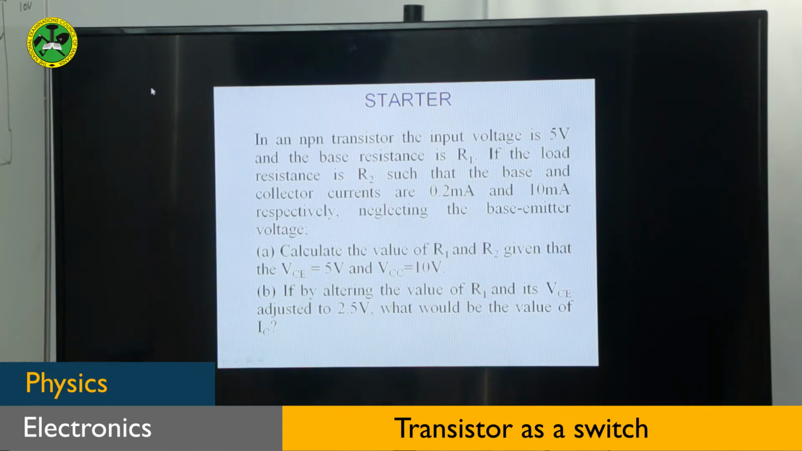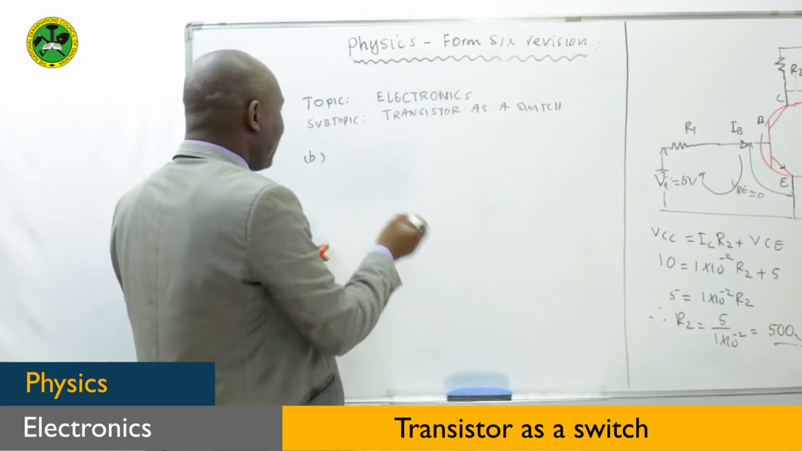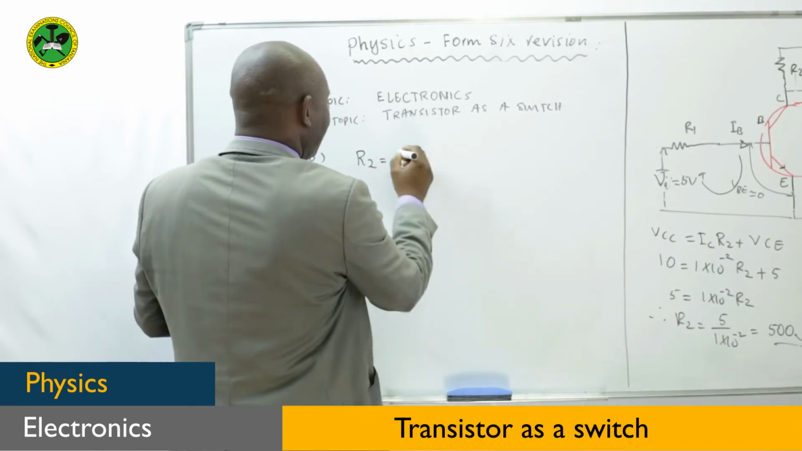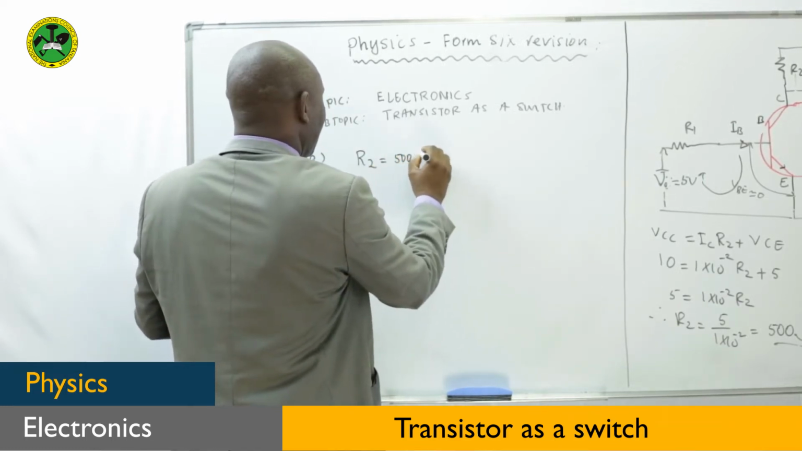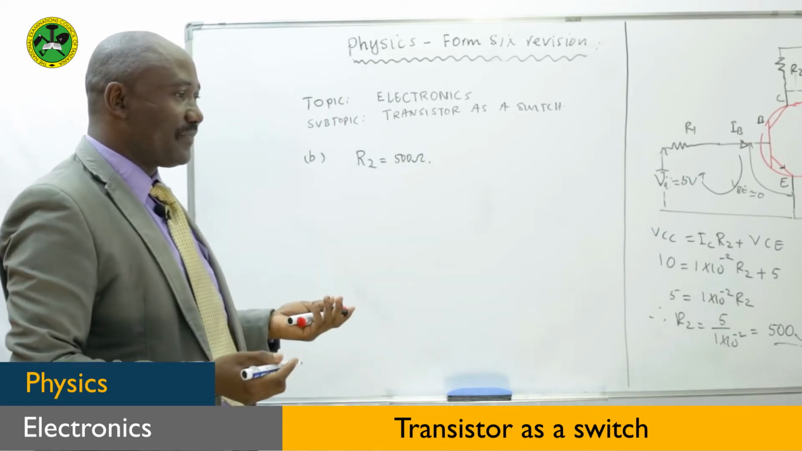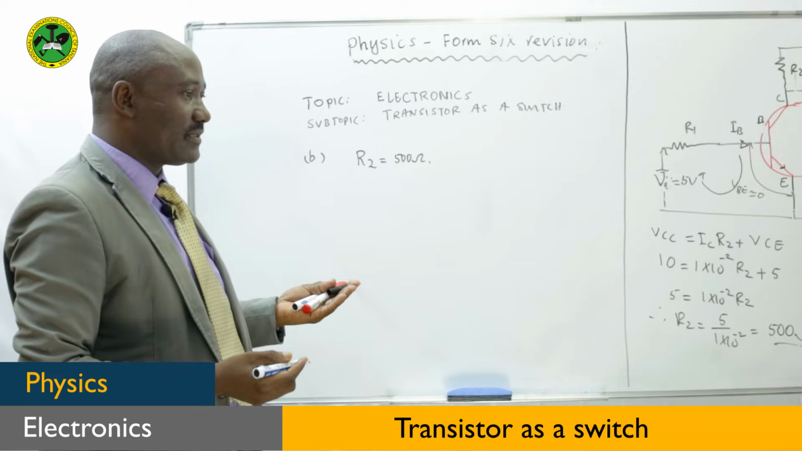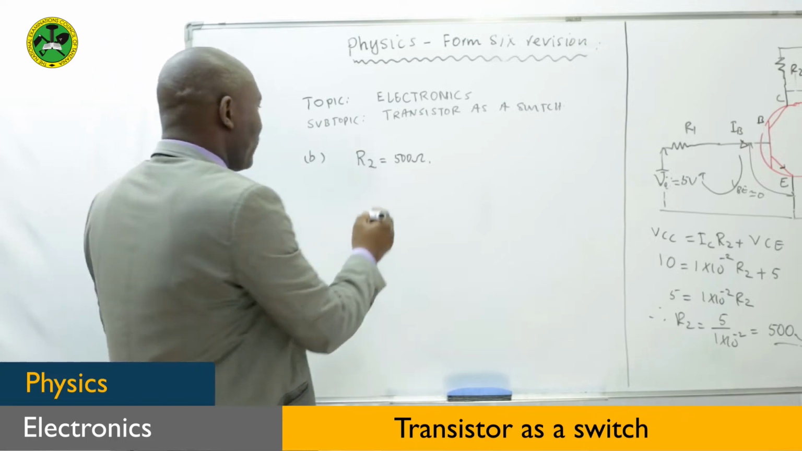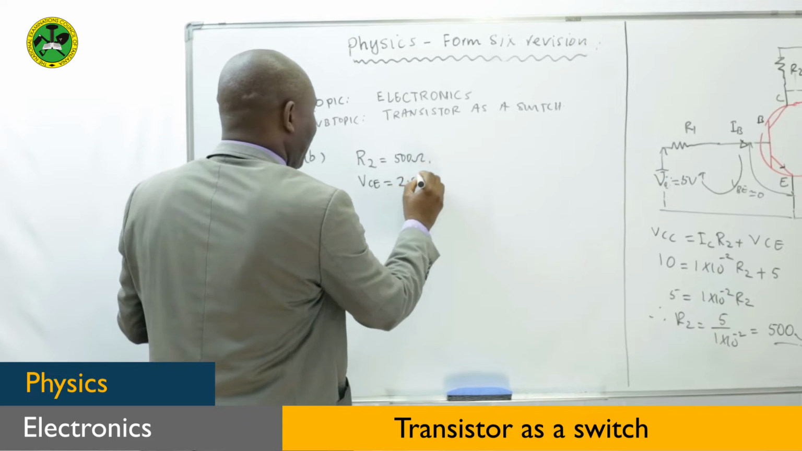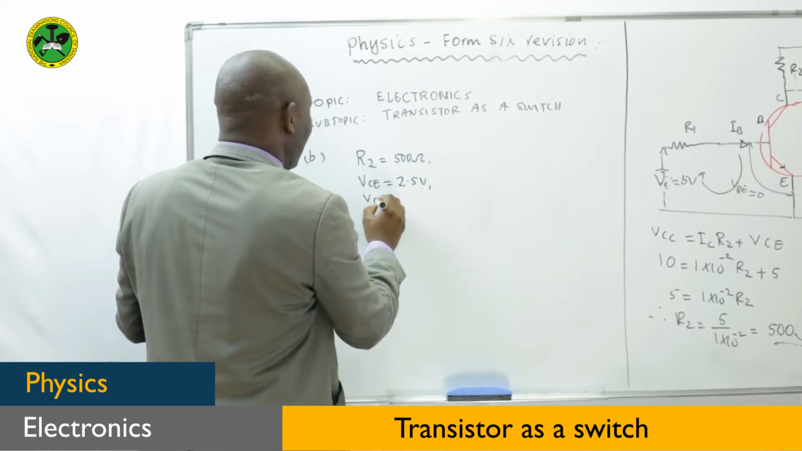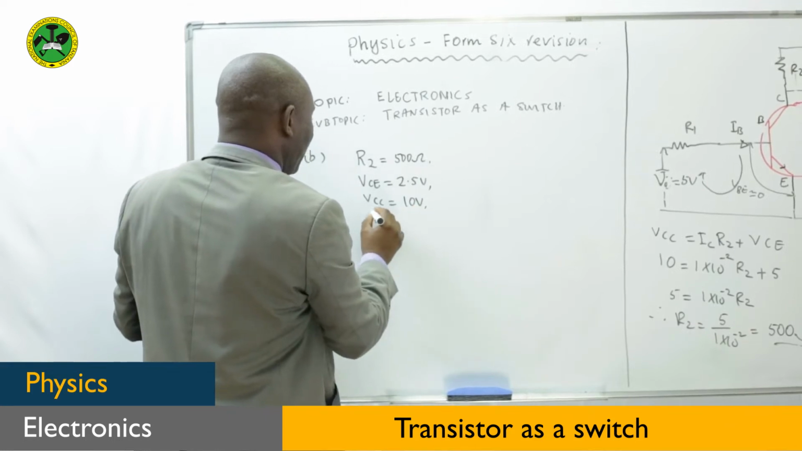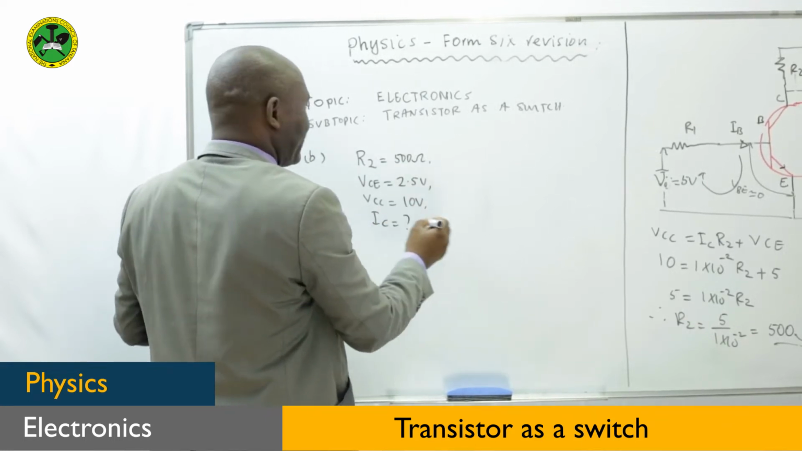what will be the value of IC? It means here, the value of R2 is not changed. It remains as 500 ohms. The resistor which is changed is R1. By changing that, we are told VCE now changes to 2.5. In other words, the supply voltage remains the same as 10. And what will now be the collector current?